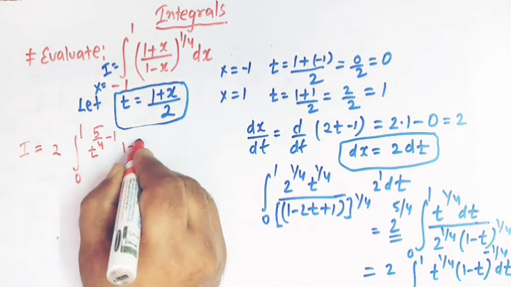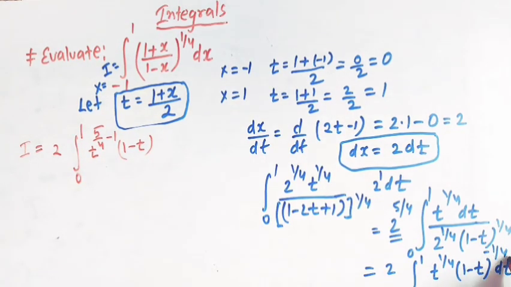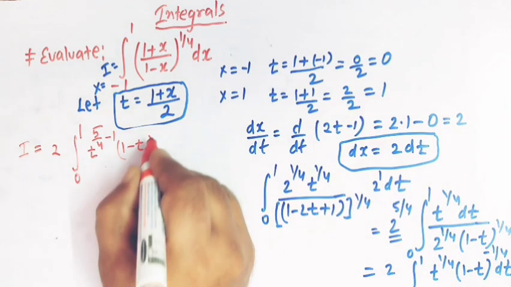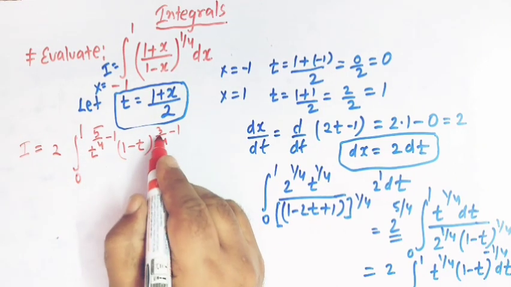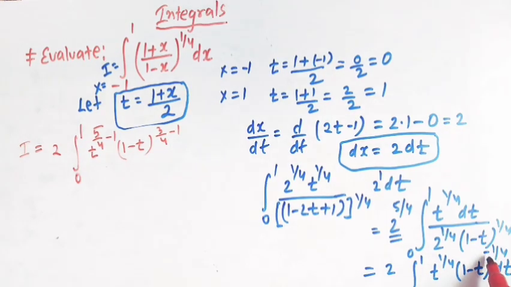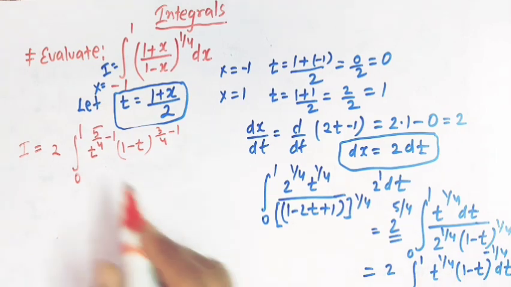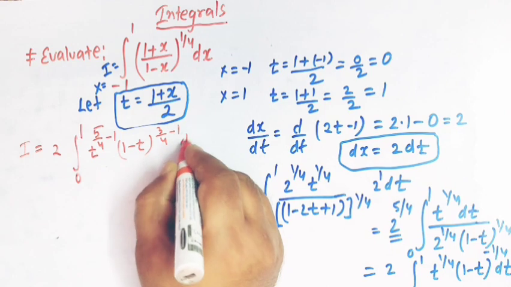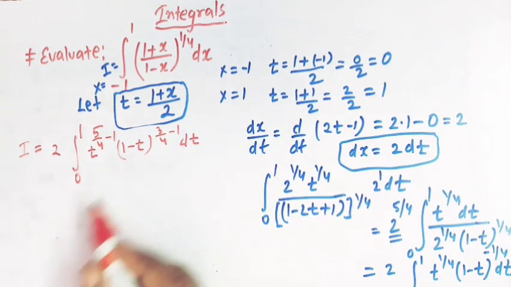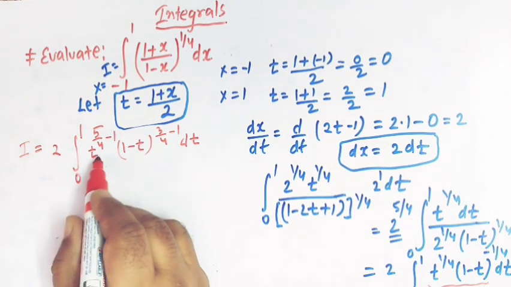And here we have (1 − t)^(−1/4), right? So (1 − t)^(−1/4) can be written as (3/4 − 1), because 3/4 minus 1 is minus 1/4, right? And t^(1/4), so 1/4 is equal to 5/4 minus 1, and here we have dt, right? So why have we expressed this expression like this?